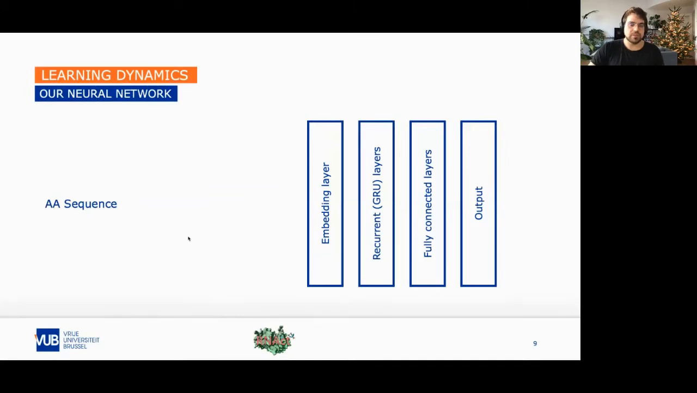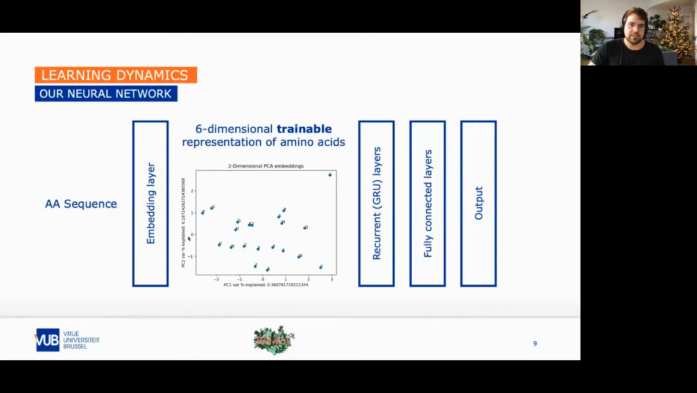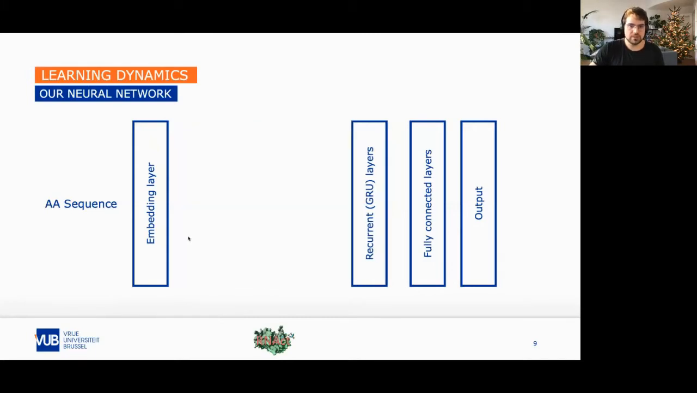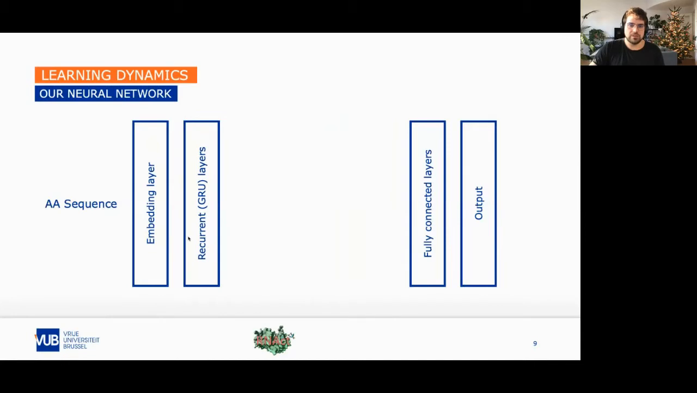For this neural network, we start again with an amino acid sequence. Then we put this amino acid sequence into an embedding layer. This embedding layer transforms each amino acid into a 6-dimensional vector. And this vector is trainable. Once it has been trained, you can actually see that it clusters amino acids that have similar properties. Then, with this representation we get for each amino acid for the whole sequence, we move it into recurrent layers using a gated recurrent unit.